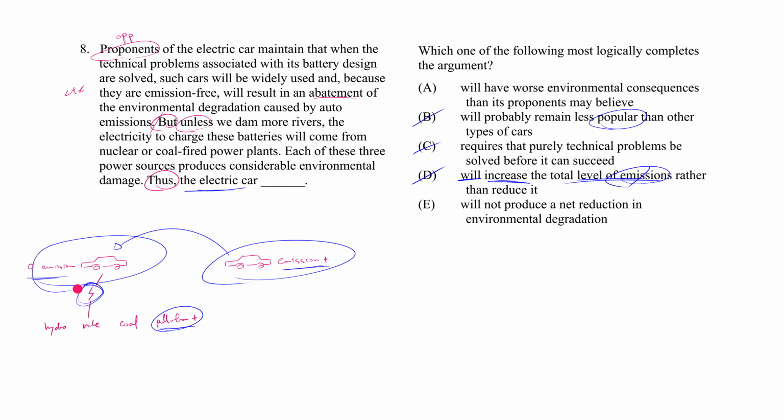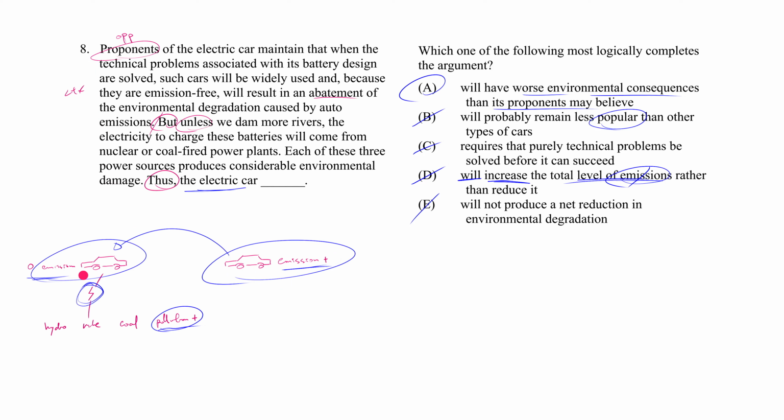And it's this one that our author is concerned with, which means A is the right answer, E is not the right answer. See, A says the electric car will have worse environmental consequences than its proponents may believe. That's precisely the response to the proponent's claims. The proponent's perception is that once you transition, it's just pure gain, right? It's just purely better because you're just losing emissions, that the cars are producing all this emission, we're just losing it. That's it, end of story. That's what the proponents believe.